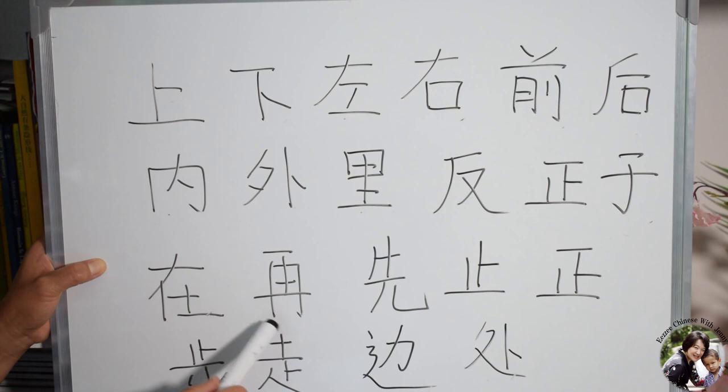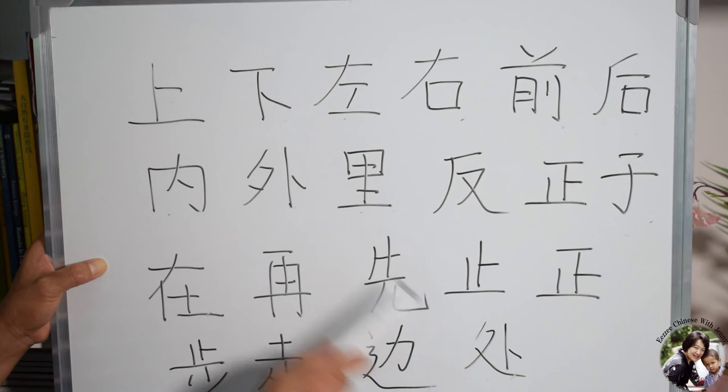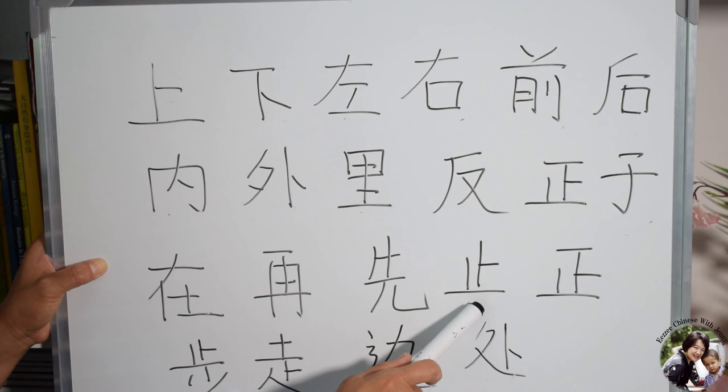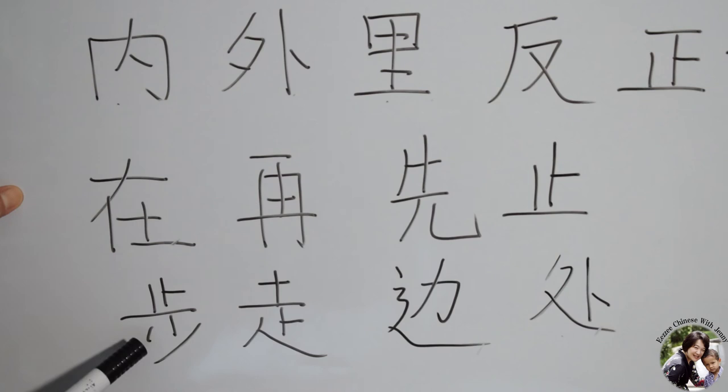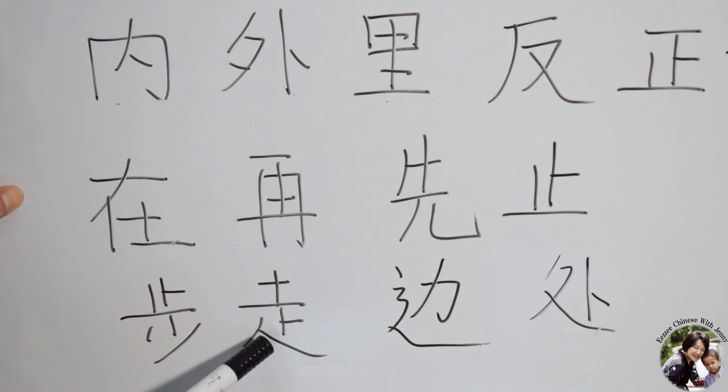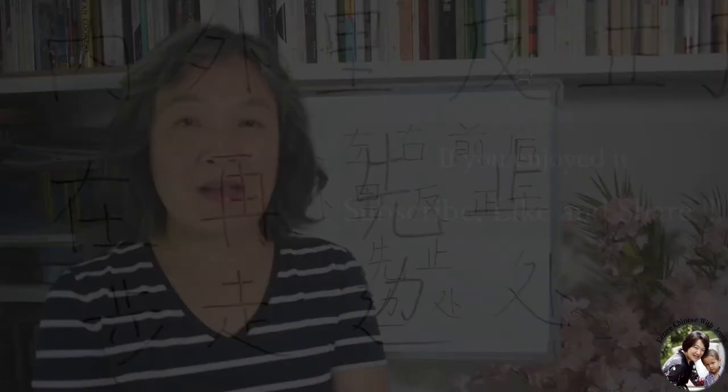bit similar, it's not a preposition, means a place or stop or stay, but it's quite similar. 先, ahead, 止, stop. These two characters are not describing position, but they're quite similar to 止 or 正. This means a footstep, 步, 走, walk. 先, ahead. Okay, that's all for today.